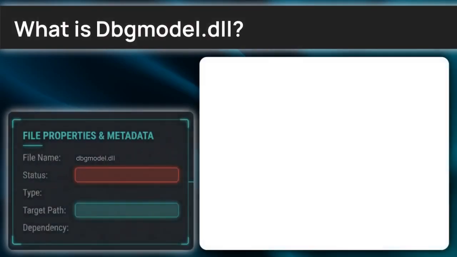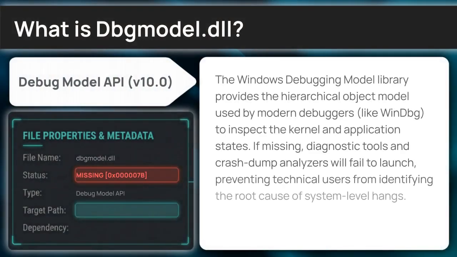This is the Debugger Data Model Library. It provides the hierarchical object model used by modern debuggers, like WinDbg, to inspect the kernel and application states. If missing, diagnostic tools and crash dump analyzers will fail to launch, preventing technical users from identifying the root cause of system-level hangs. With the explanation out of the way, let's refresh the affected files.